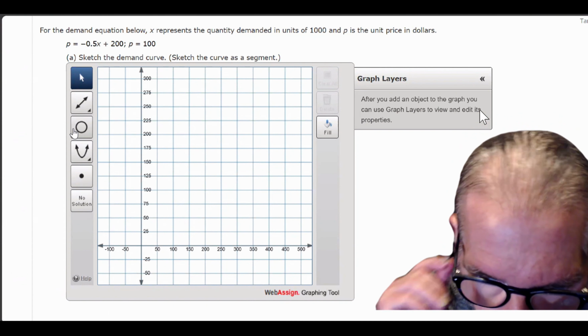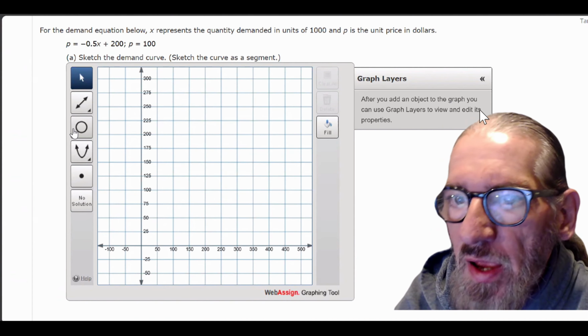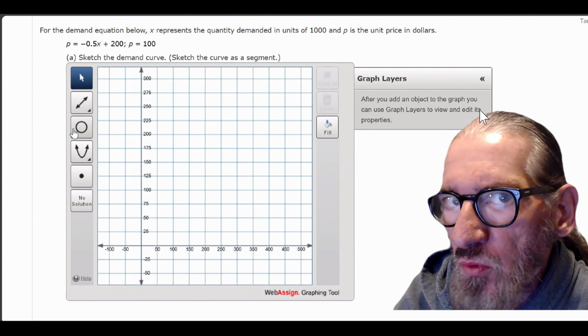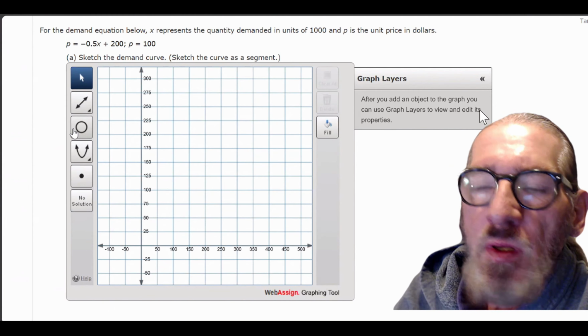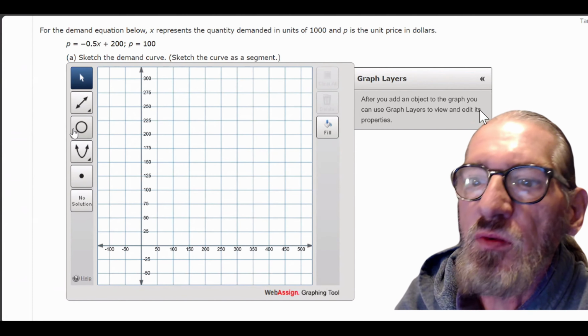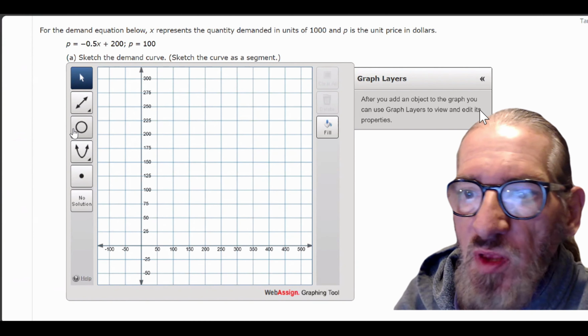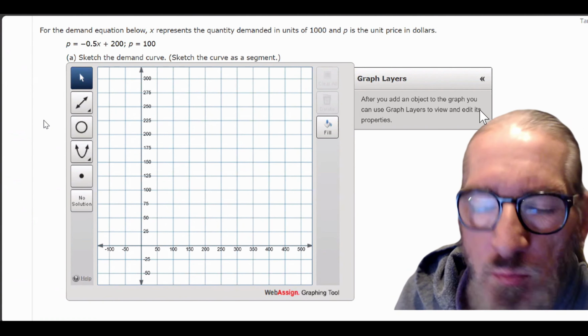So although that's P for unit price instead of Y, this is in the y equals mx plus b form, i.e. slope-intercept. That means that we know that (0, 200) is the y-intercept, and I'm about to plot that point.